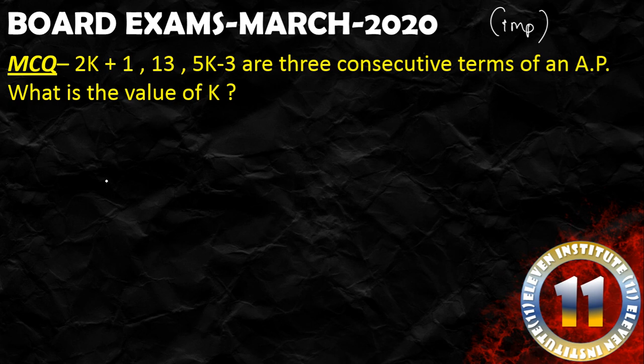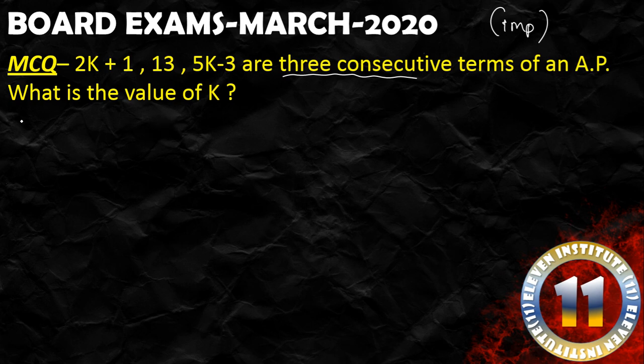So let us understand this. This was MCQ. I haven't mentioned the options over here, but this is a very easy and good question. See, these are the three terms of an AP, three consecutive terms. What is the value of K? We have to find the value of K.